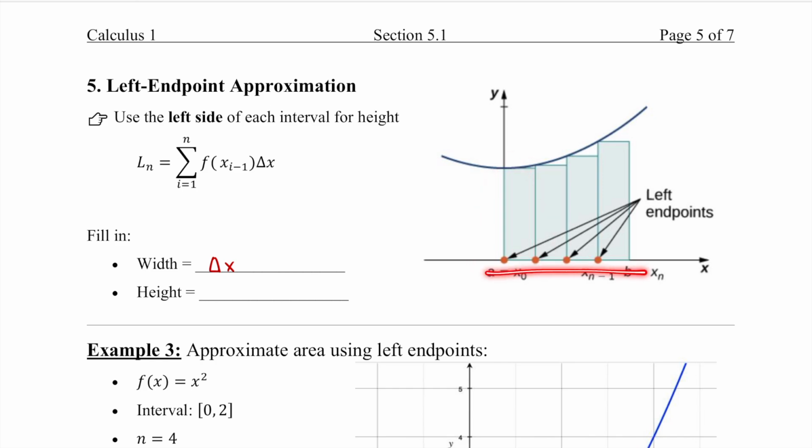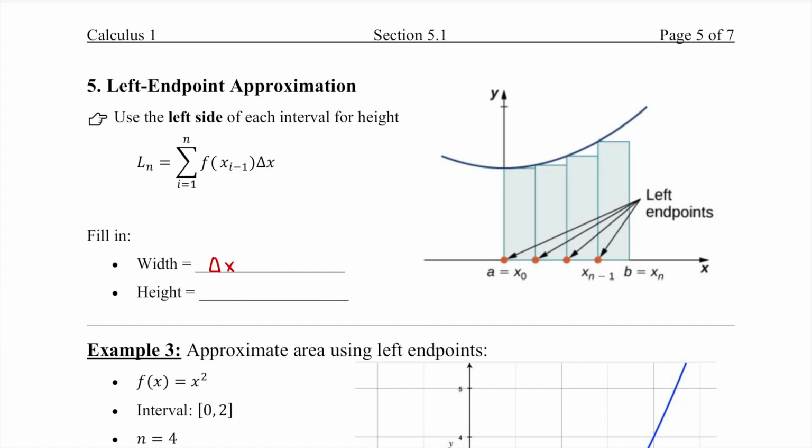In each rectangle, we have the left and the right endpoint. For the first rectangle, this is the left endpoint. This is the right endpoint. For the second rectangle, this is the left endpoint. This is the right endpoint. For the third rectangle, this is the left endpoint. This is the right endpoint. And for the fourth rectangle, this is the left endpoint, and this is the right endpoint.